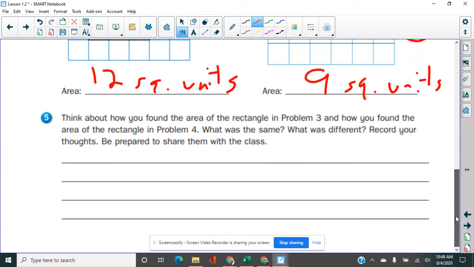Now, let's look down here. Think about how you found the area of the rectangle in problem 3 and how you found the area of the rectangle in problem 4. What was the same? What was different? Record your thoughts. Be prepared to share them with the class. Okay, so you're going to take a moment and answer these questions. You can do that on the computer or in your math journal. What was the same between these two and what was different? Take a moment to do that.